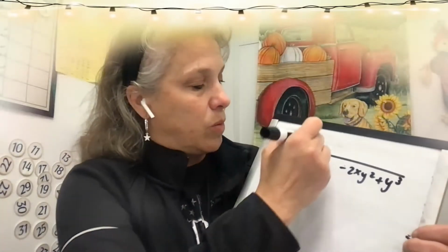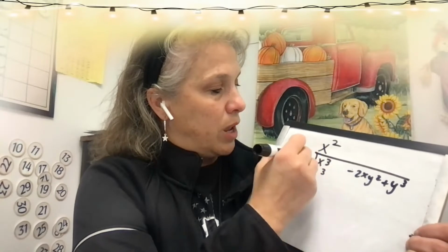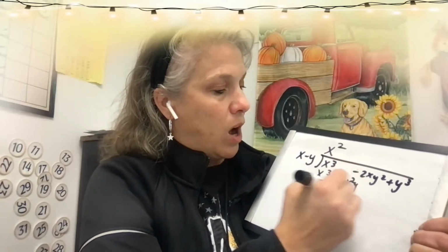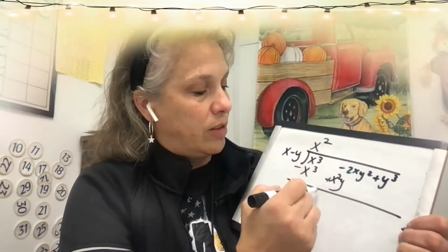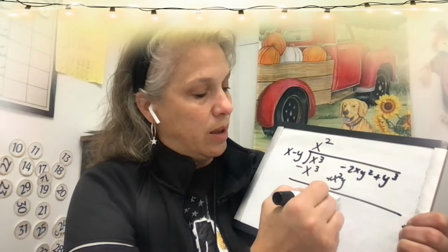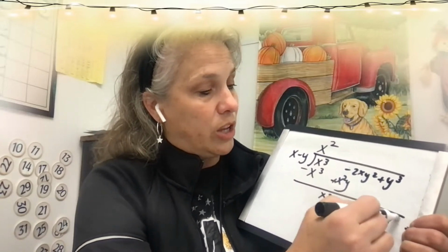19 is x minus y into x cubed minus 2xy squared plus y cubed. Okay, what times x is x cubed? It would be x squared. x cubed minus x squared y. I don't have an x squared y here. So change all the signs, bring down x squared y minus 2xy squared plus y cubed.